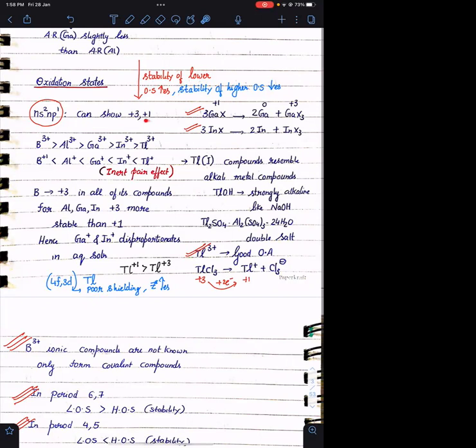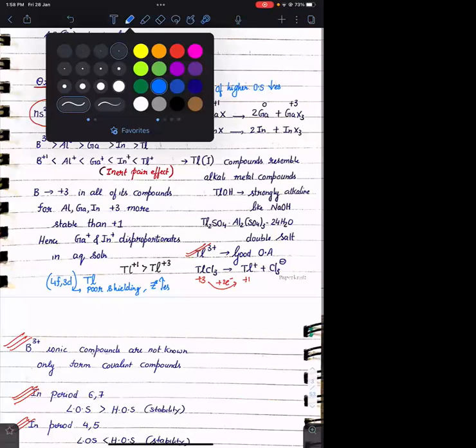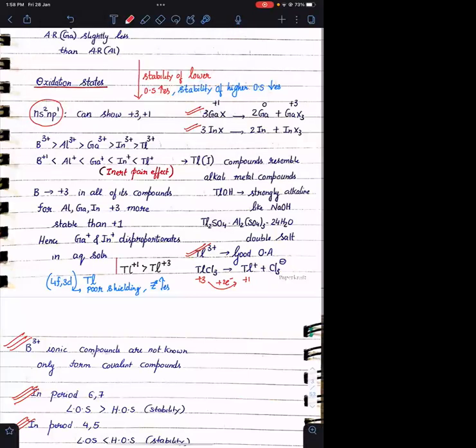And for the last element, its own lower oxidation state will be more stable when compared to its higher oxidation state. So in thallium, +1 will be more stable than +3. This particular point: thallium's +1 oxidation state is more stable than +3. Is that clear? Okay. And boron's +3 is more stable, so all of its compounds have +3 only.